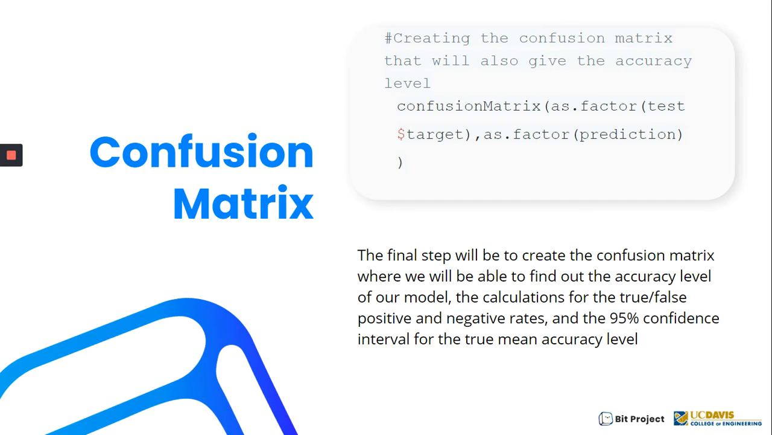The final step is to create the confusion matrix, which will contain the accuracy level, the confidence interval for the true accuracy level, and the true and false positive and negative rates in our calculation.